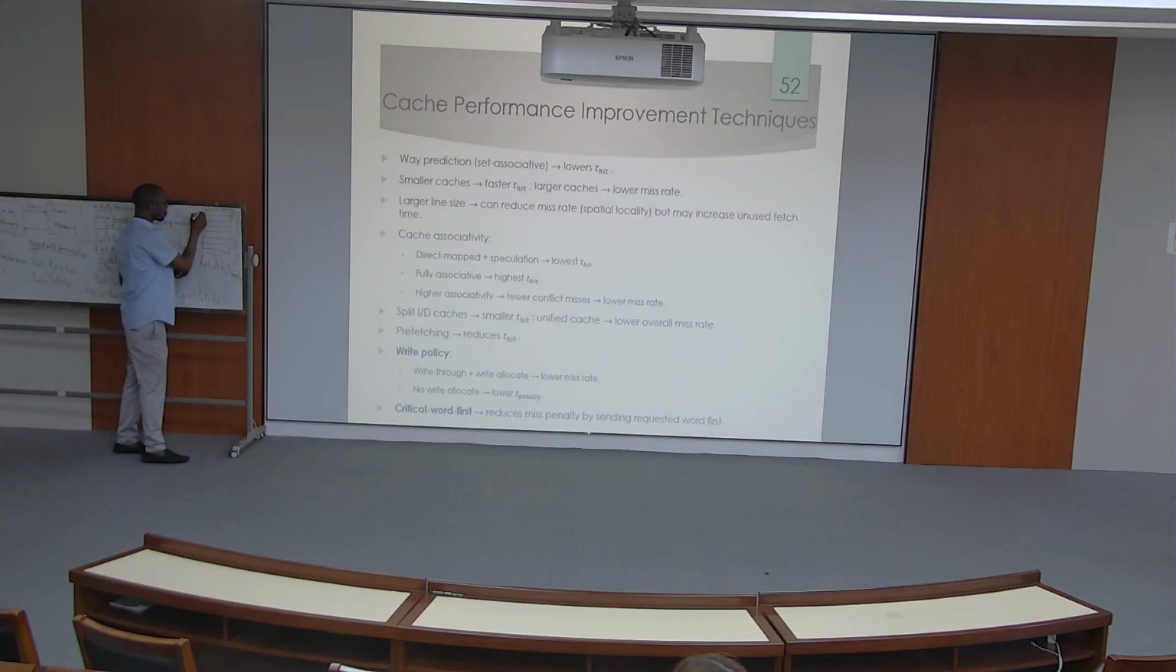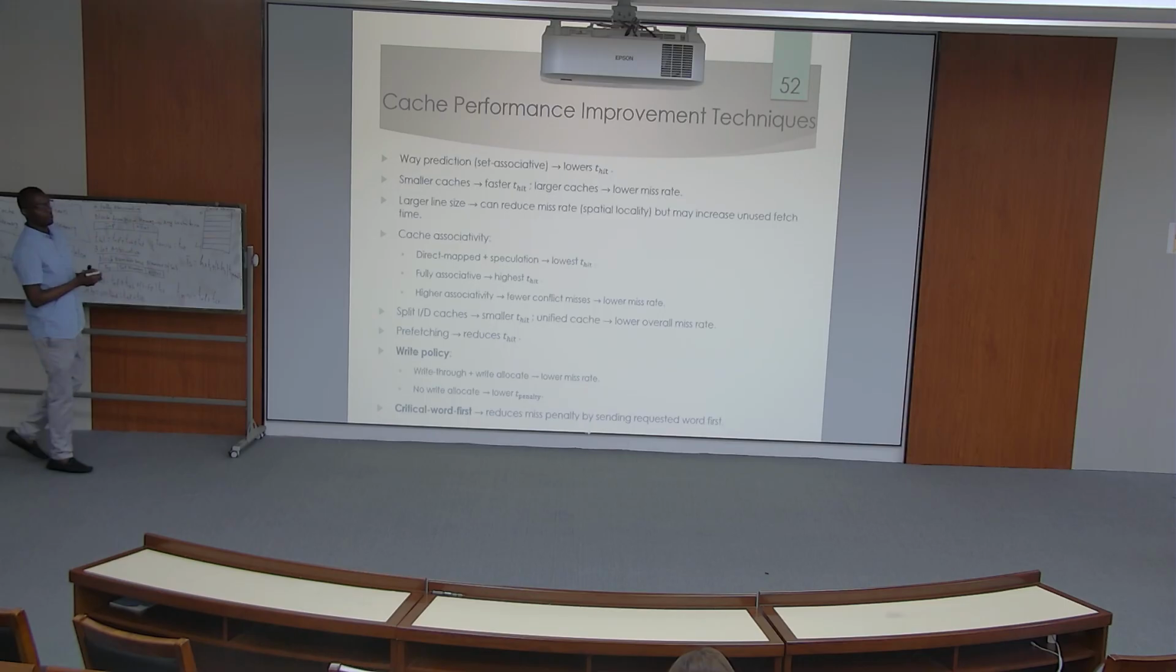So how about the line size? With a large line size, this can reduce the miss rate, especially if spatial locality is used. This may also increase unused fetch. So a larger line size has the advantage of reducing the miss rate if spatial locality is being used, but as one of the drawbacks, it may increase unused fetch time.